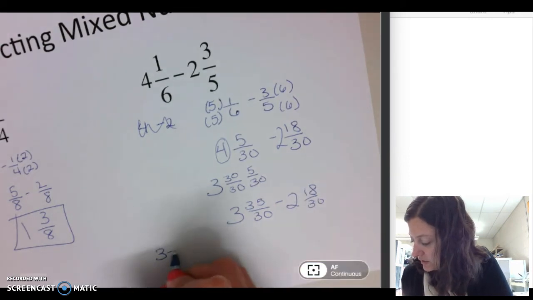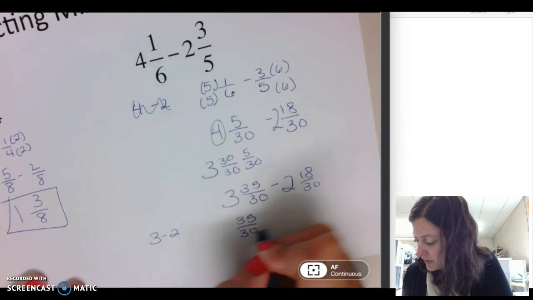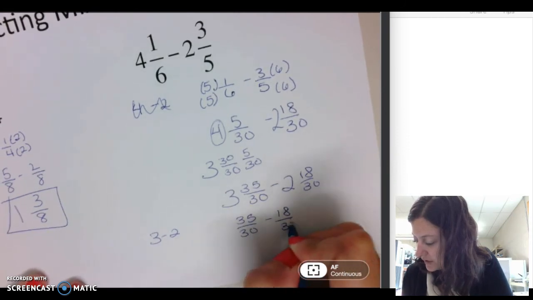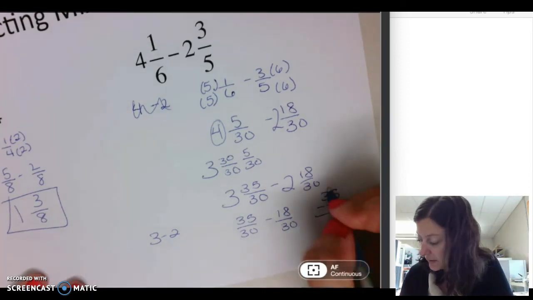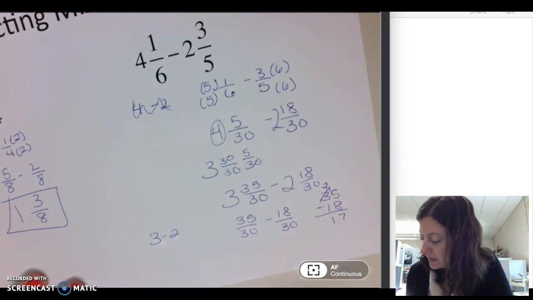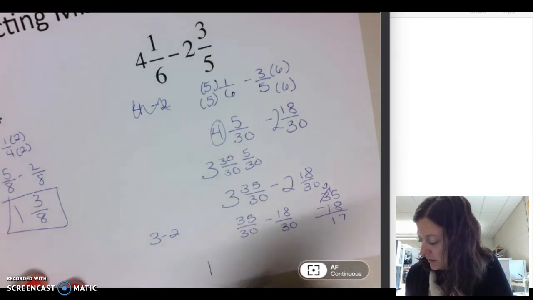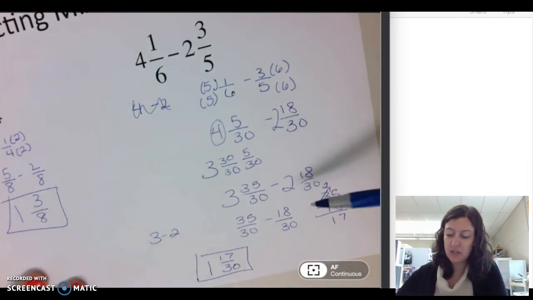So that's 3 minus 2 on this side. And we've got 35/30 minus 18/30. Well, 35 minus 18, right? Don't be afraid to do out the math. 17. So we've got 1 and 17/30. Go ahead and rewatch this side if you really feel like you need to.